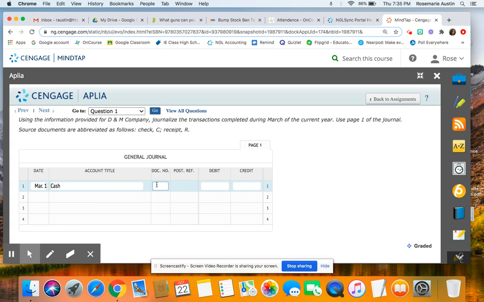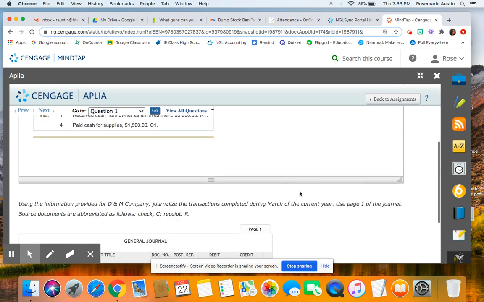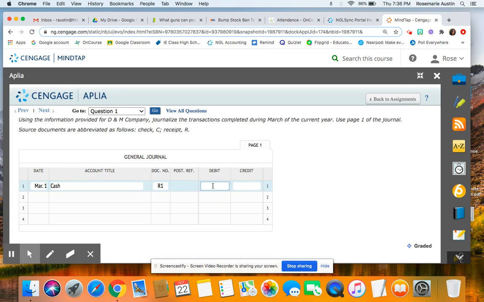Also, on that very first line with the debit part, you're going to enter the source document abbreviation code, okay, under this document number column. Post reference, we'll use that in the next chapter. You can't enter anything in there anyway. It doesn't allow you to. But the document number column is for the source document. Okay, so what was that amount? That was $5,000. So we'll debit cash for $5,000.